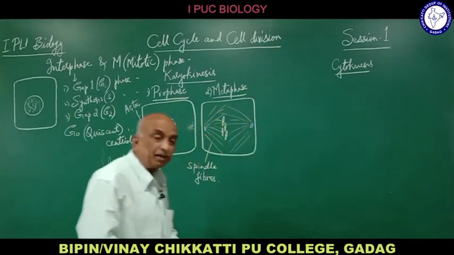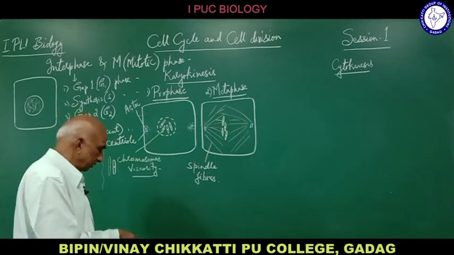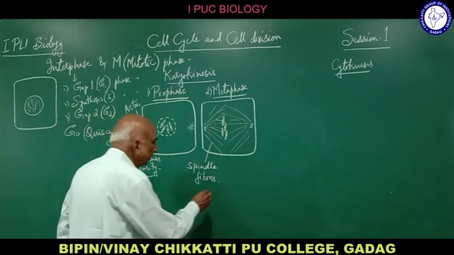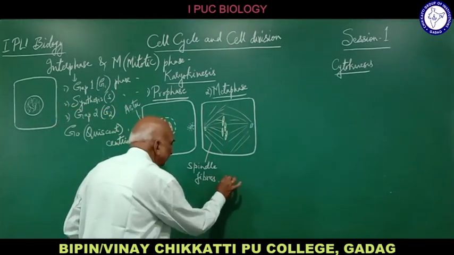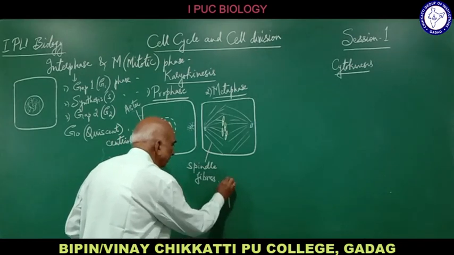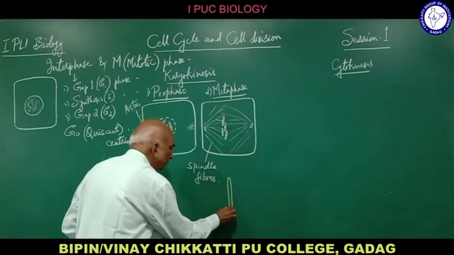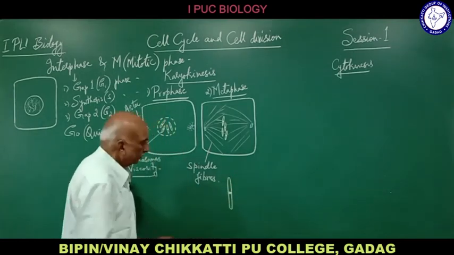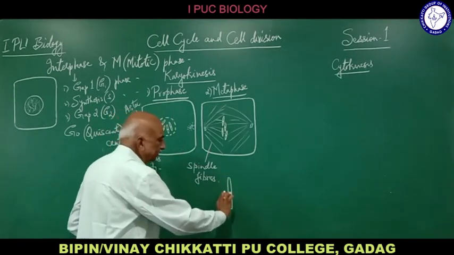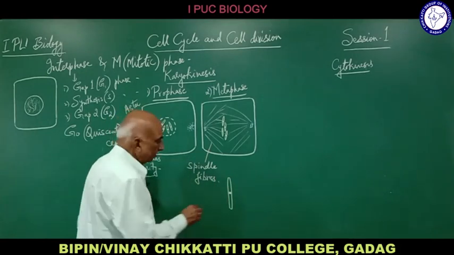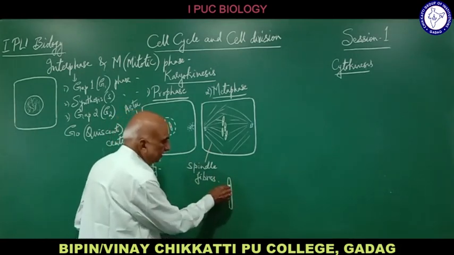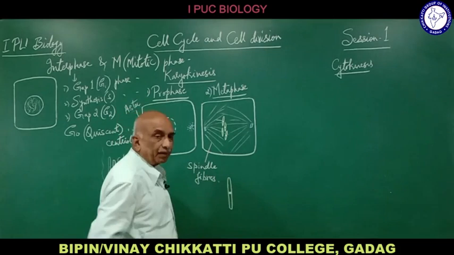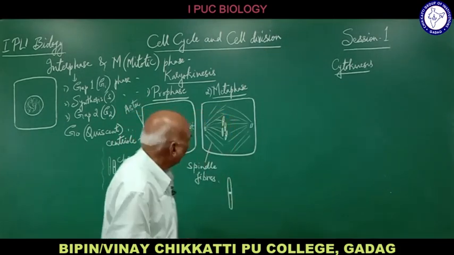Now why do they become arranged in the equatorial plane of the cell? Now the question. Suppose this is the chromosome. This chromosome has a centromere. So this is the chromatid and this is the chromatid. This is the primary constriction, or centromere.